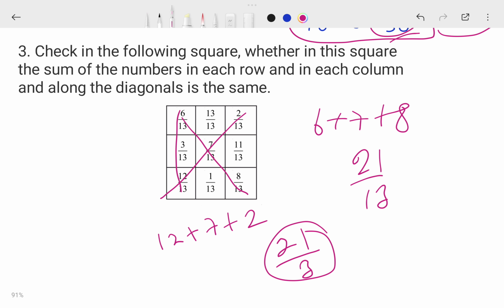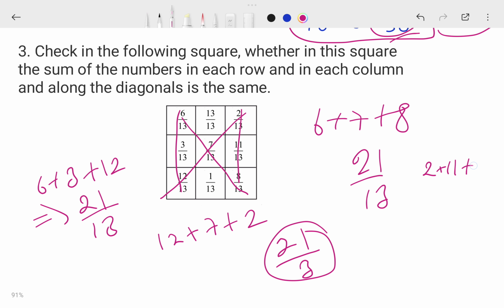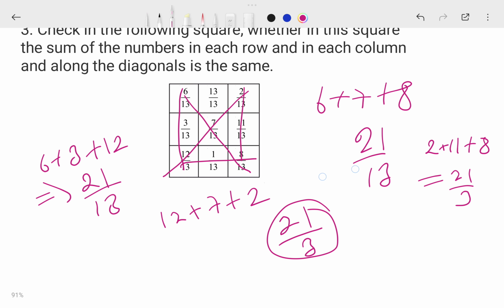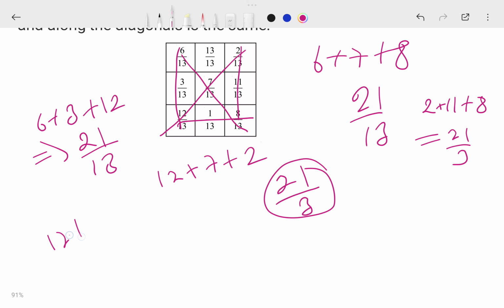If you see, this is 6 plus 3 plus 12. If you count, it is also 21 by 13. Okay, this is also verified. Now let's see like that. So this is going to be 2 plus 11 plus 8. This is also 21 by 13. Okay, that's good. Now let's see like that. So what is it? It is 12 plus 1 plus 8. This is also 21 by 13. This is also 21 by 13 only. Okay? Now let's see this one.